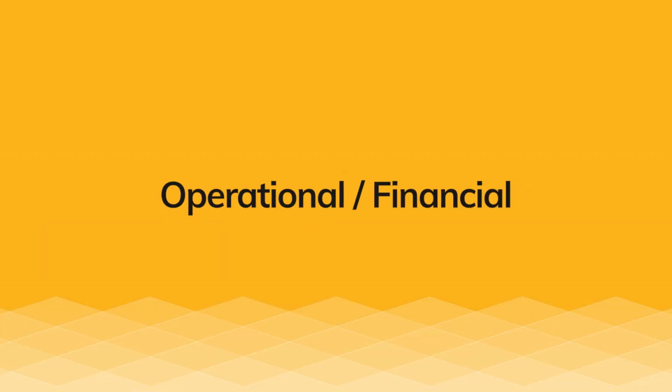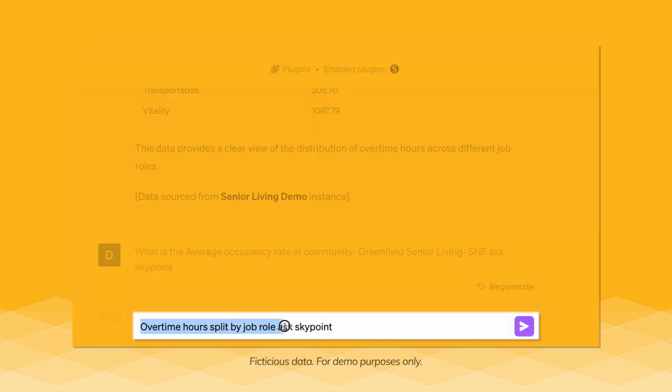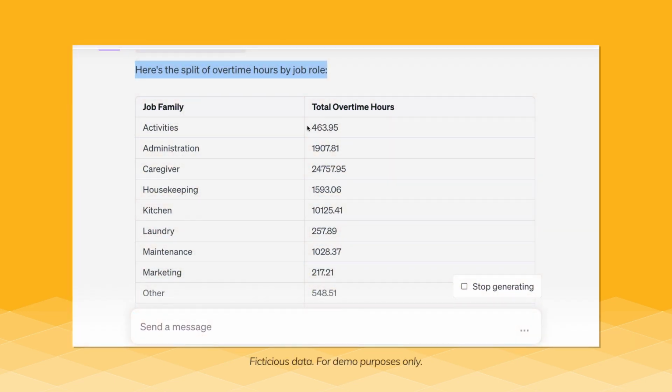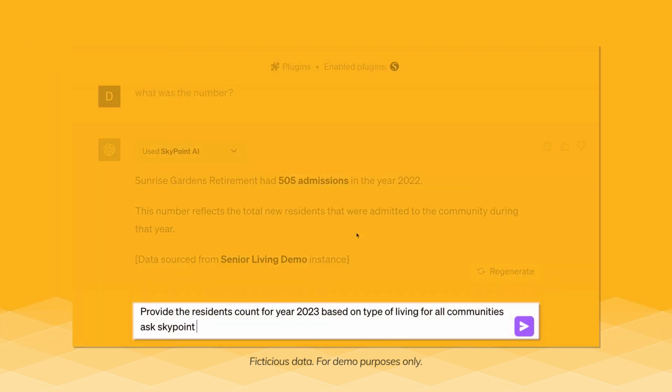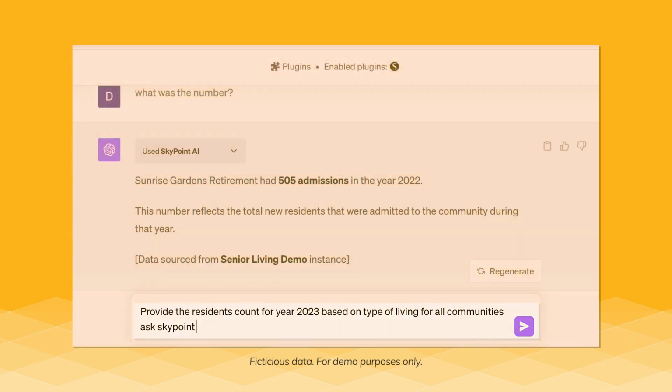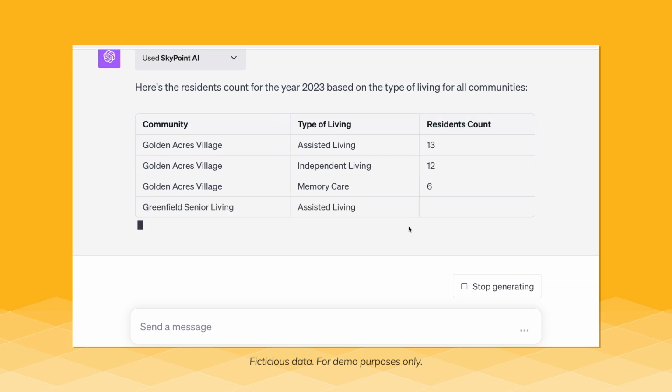Now we're going to look at more structured data in the context of operational and financial data. So structured data are any of your core systems, EHR, ERP, CRM, or any industry-specific solution. So let's take a look at an example of one prompt. What are the overtime hours split by job role? And you can ask it to put this in descending or ascending order, and it tells you where the data is sourced from. I want to know, what is my current resident count based on the type of living for all communities. So now we have a chart being populated with the total resident count by community and the type of living.